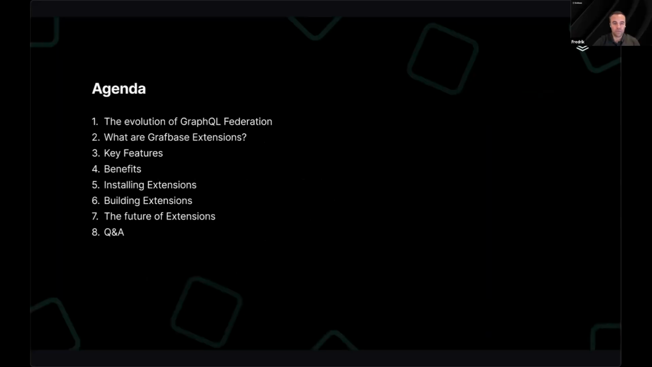Today's session is going to take roughly 30 minutes. We're going to talk about what Grafbase extensions are. We're going to demo how to install and configure them, how to build them, and a little bit of a roadmap, a future glimpse of what's coming. And towards the end, we're going to do a Q&A session. If you have questions, feel free to drop them in the chat, and we will get to them towards the end. So roughly 30 minutes or so, maybe more, and then we're done.